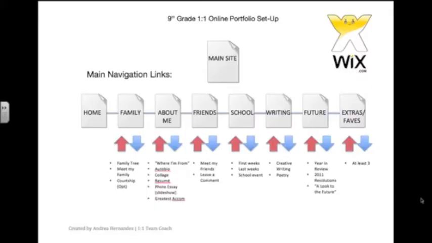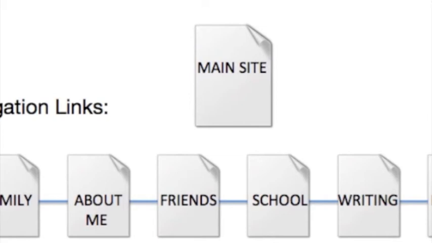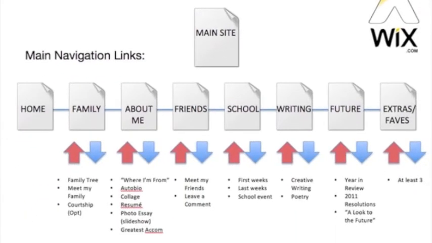So let's get started. This is the overall construction plan that we have to put together all the pages for your site. You're going to have one big main site, which is the umbrella to all of these links or pages, which is comparable to what a table of contents would be if you were turning this in printed by paper. So our main navigation links are going to be our home page, family, about me, friends, school, writing, future, and the last one is where you're going to include your optional entries.